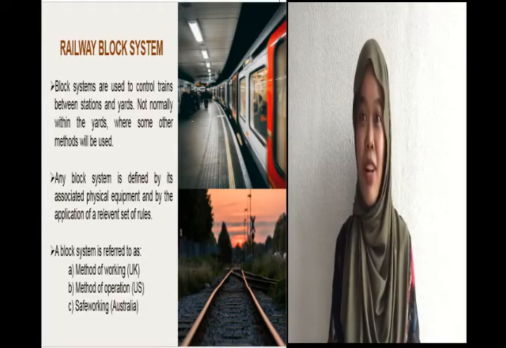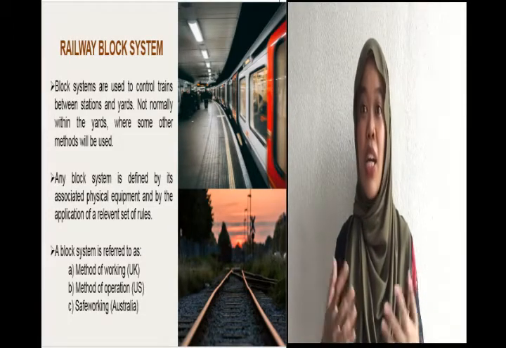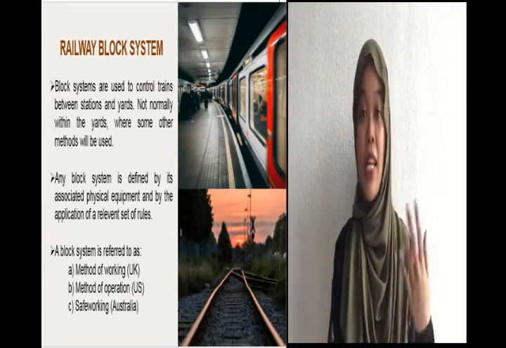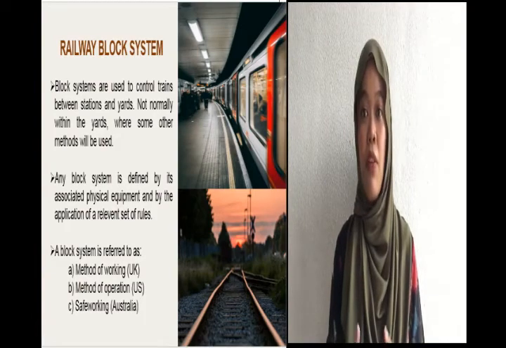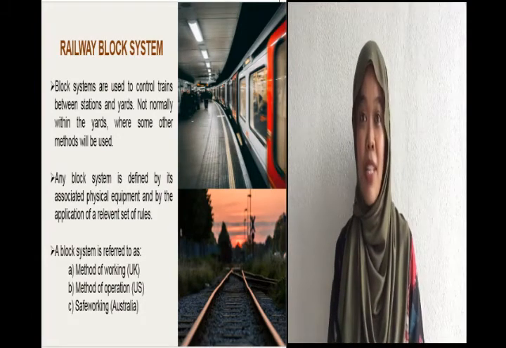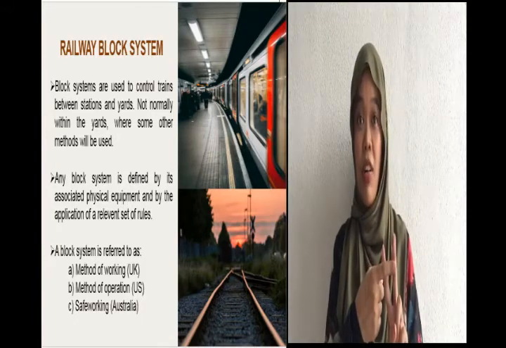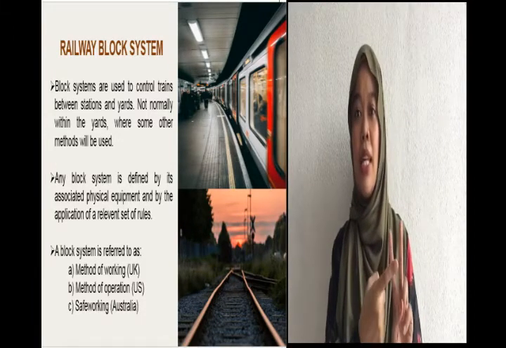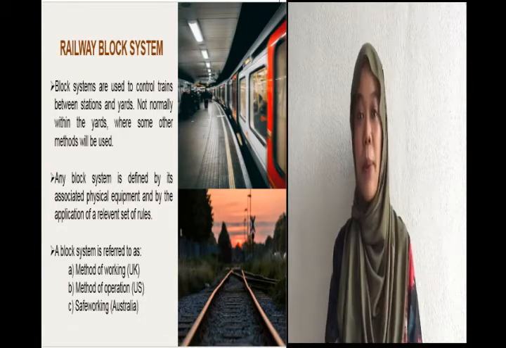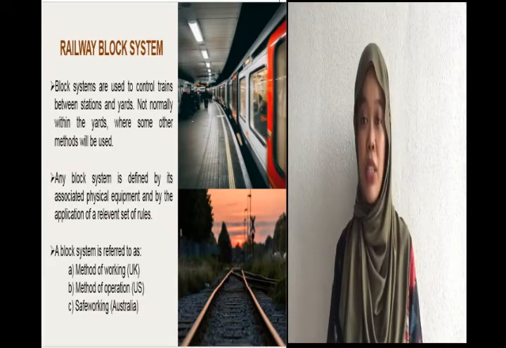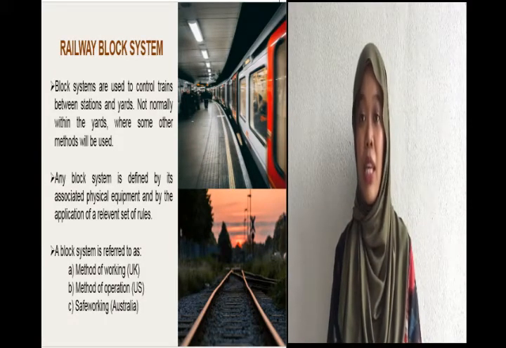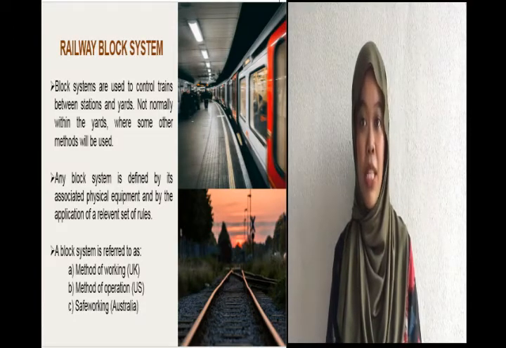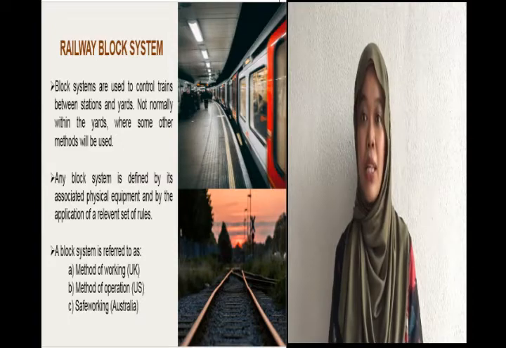Okay, so what is a block system? Block systems are used to control trains between station and yards, but usually within station, because other methods will be used for the yards. Any block system is defined by two things, which are related physical equipment and the application of a relevant set of rules. The set of rules and the physical equipment used to accomplish this is known as the method of working in the UK and the method of operation in the US, while in Australia it is referred to as safe working.